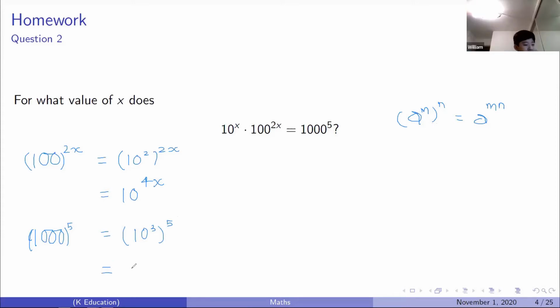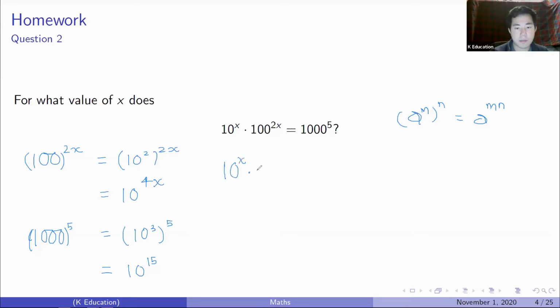That's 10 to the power of 15. Okay. So you said you converted it all to tens, and what did you do next? And then I made the 10^x and the 10 to the power of 4x. I kind of merged it together. So yeah, that's absolutely what you want to do. 10 to the 4x. This is equal to 10 to the 15.